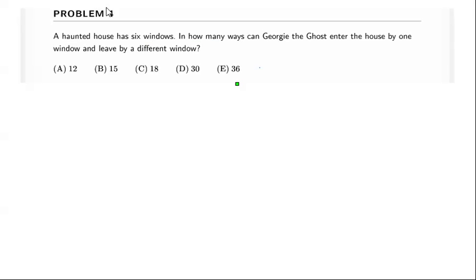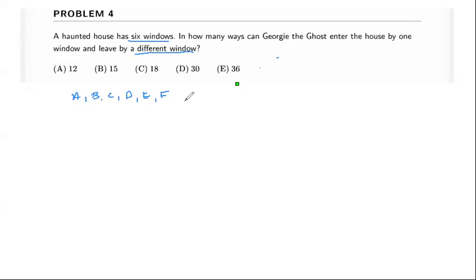Okay. So think about we have 6 windows in the house, like a haunted house. I'm going to label those windows A, B, C, D, E, and let's say the last one is F. So we have 6 windows, and we are going to choose one of these windows to enter the house. And then we're going to use one of the windows that is different from the one we just used to exit, right?